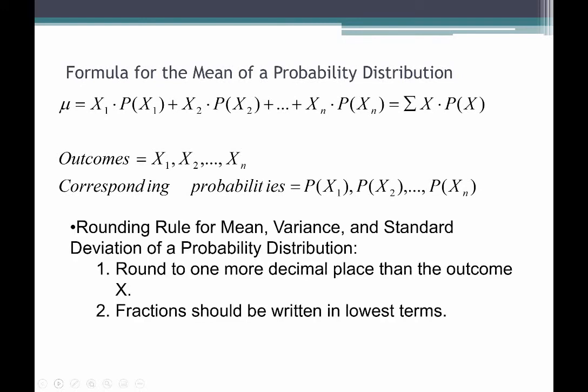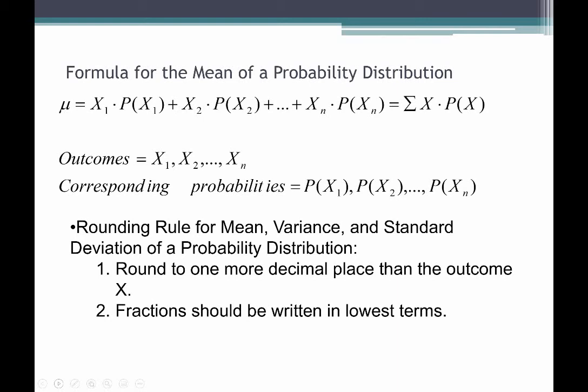The rounding rule piece, just bringing that back, it's something we did see in chapter 3. I did leave this blank on your sheet for a reason, because I know it's something that I get asked about a lot. So I'm hoping that you see it, you're going to hear me say it, and you're going to write it. So I'm hoping it sticks a little better. We're going to round to one more decimal place than whatever our outcomes are.